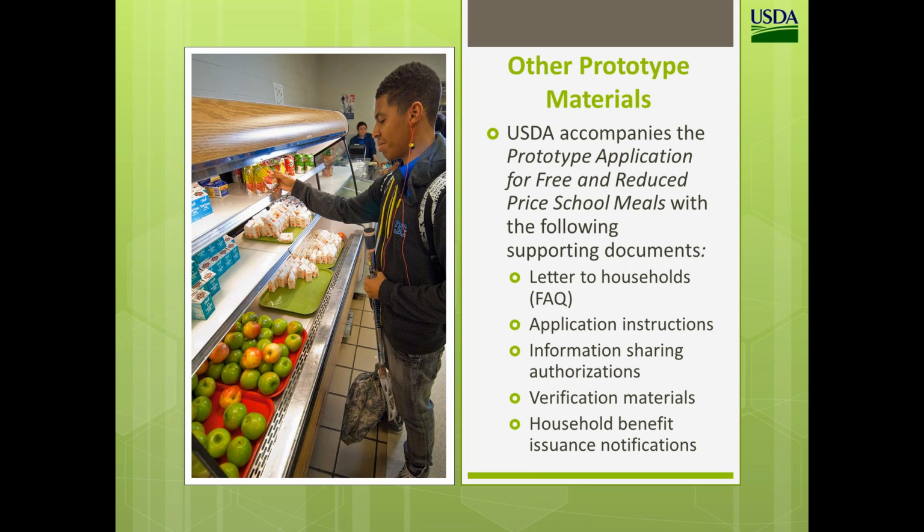Like I said, these are prototype materials, plural, so it's more than just the application. We also include a parent letter that takes the form of an FAQ. There's an instructions document for the application itself, and we also include a series of materials for local officials, namely verification letters and permission forms for sharing eligibility data with other programs that may be able to provide benefits to low-income households.